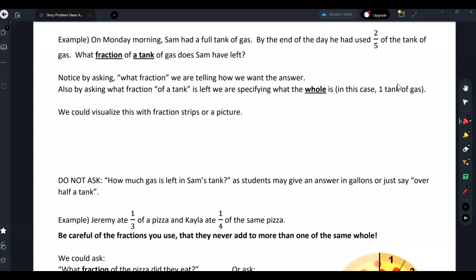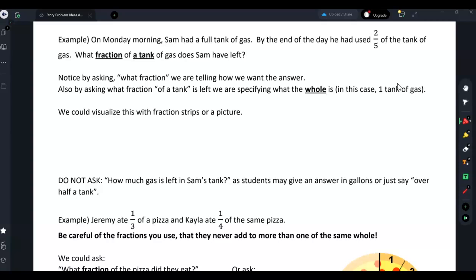notice that it doesn't just say what fraction of gas, it says what fraction of a tank. And by putting that in there, we're telling the student what the whole is. And that's important because if you just say, what fraction of gas does Sam have left? Students might think you mean what fraction of a gallon. They might think that you mean, what fraction of what they had, right? So there's lots of different ways to ask this. So we want to specify what the whole is.